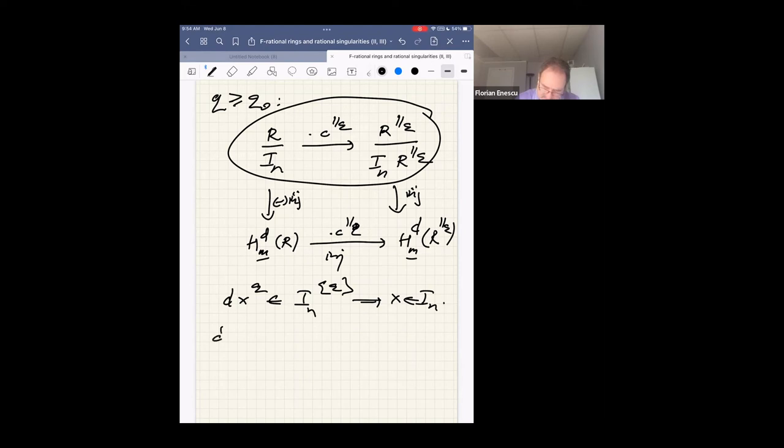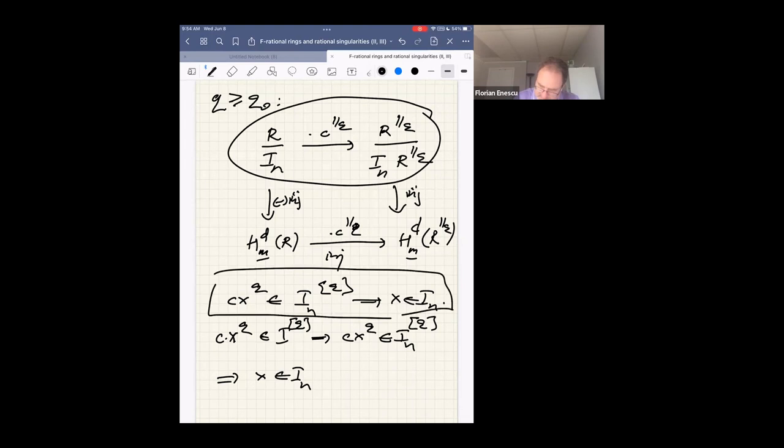So now if you take, not D, sorry, C. If you take C times x^Q in I^[Q], you get that C x^Q is in I_n by natural inclusion. And you get that x is in I_n by this observation. So in fact, x has to be in the intersection of all I_n, but that's just I. All right. So this proves that an F-rational ring is strongly F-regular.